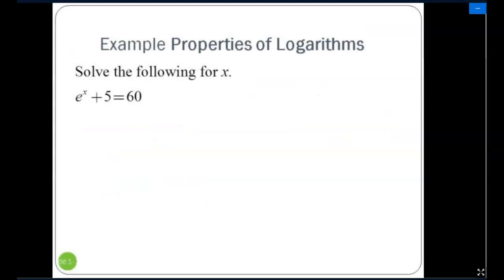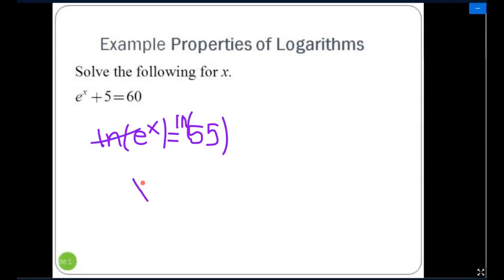Okay, e to the x plus 5 equals 60. Solving for e to the x is kind of like solving for an absolute value. We need to isolate e to the x. So we're going to subtract 5 from both sides. So we get e to the x equals 55. And again, the inverse of e is ln. So you'll ln both sides, and we get that x is equal to the natural log of 55.